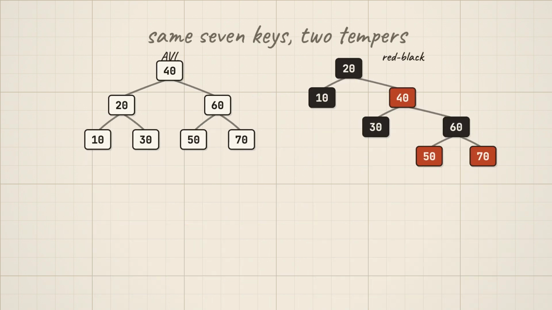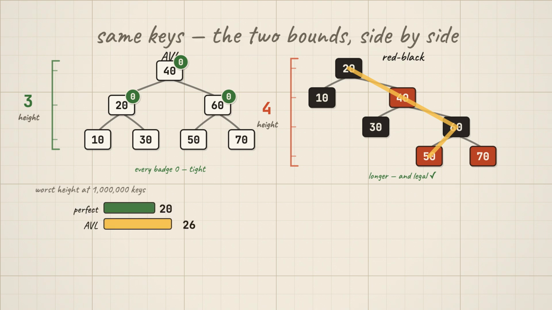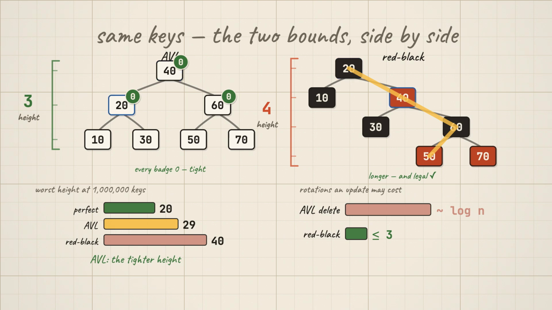AVL tightly limits the height of every subtree. At every node, the 2 sides may differ by at most 1 level. That gives AVL a tighter worst-case height. Red-black allows more variation in the physical binary shape. Its longest root path may approach twice the length of its shortest. That extra freedom limits how many rotations an update requires. So the central trade-off is not logarithmic versus non-logarithmic. It is a tighter height bound versus a tighter rotation bound.